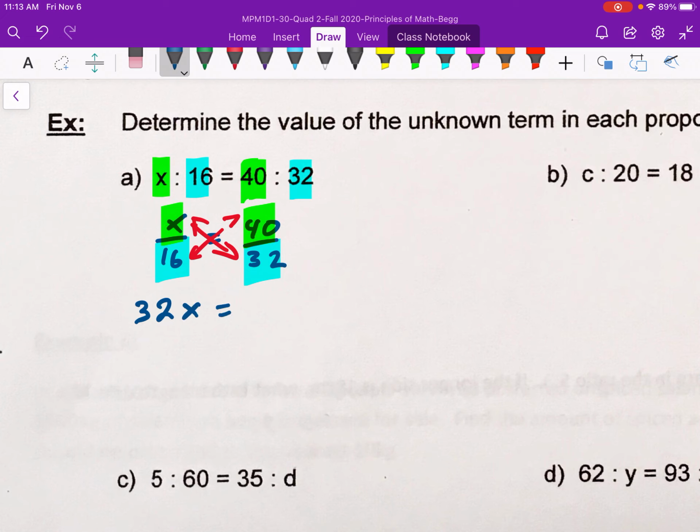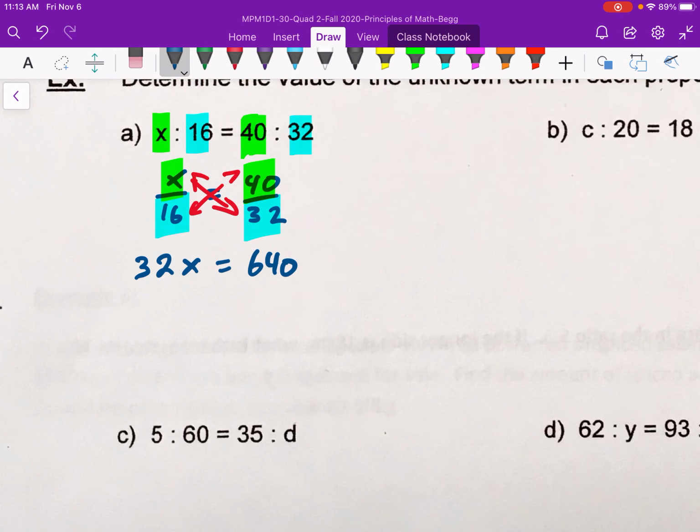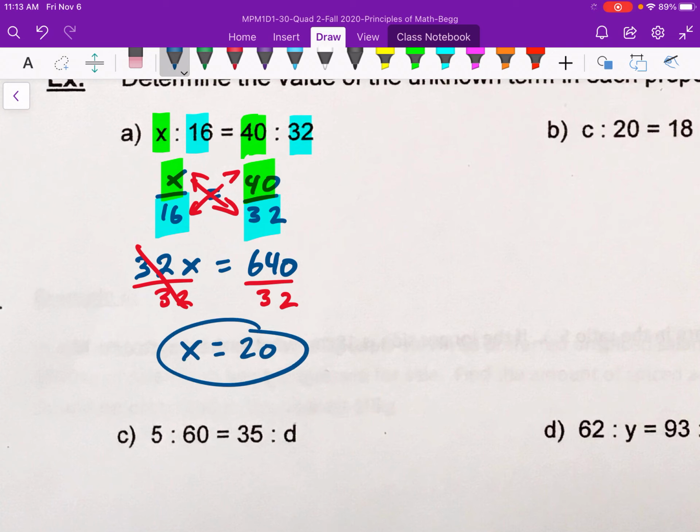16 times 40, well, 10 times 40 is 400, and 6 times 40 is 240. So if I add that together, I get 640. And then to isolate x, I could divide by the 32. If I divide by 32, I get rid of the 32 on the left side. If I divide by 32 on the right, it turns out that x equals 20. So that was the missing number.